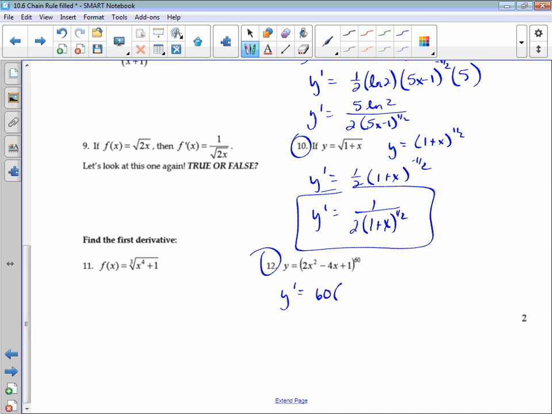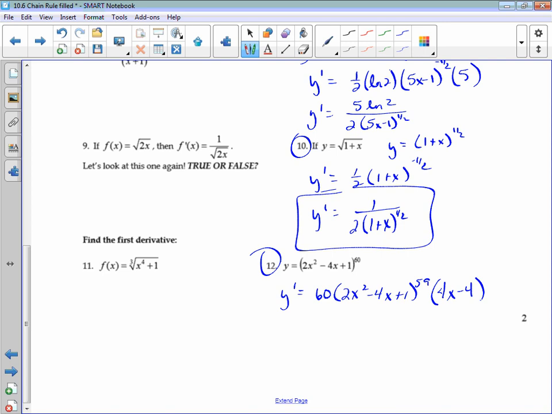Alright, so 60 times 2x squared minus 4x plus 1 to the 59 times, anybody want to multiply that out? No, me neither. That's not fun. Times 4x minus 4. I'm fine with that. If you feel like multiplying the 60 times the 4x minus 4, you certainly can. If you want to factor a 4 out and take that times 60 and leave it as x minus 1. But this is fine. Okay?